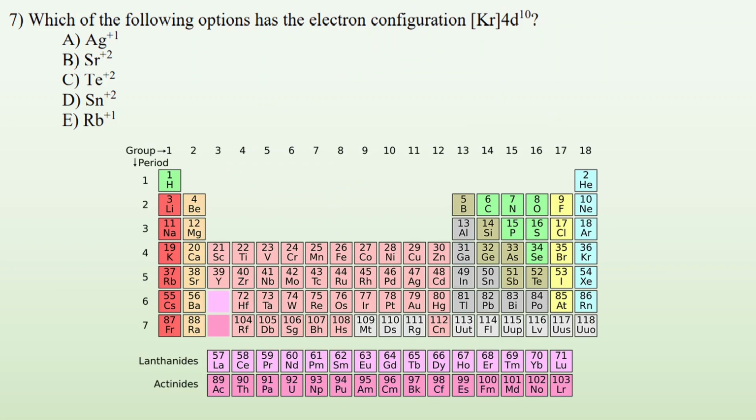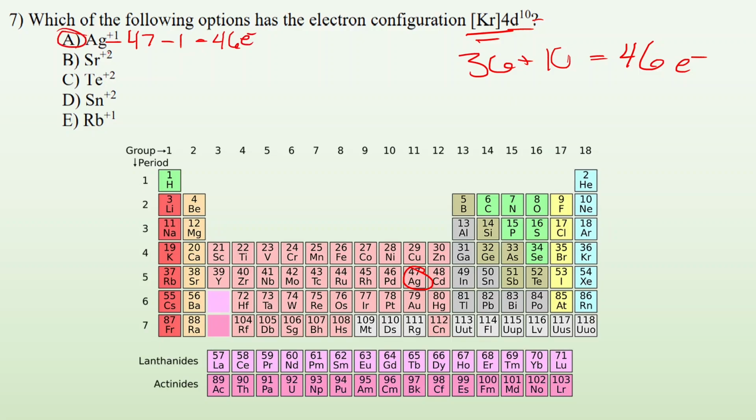Number 7, which of the following options has an electron configuration of Kr 4d10? The shortcut with this is you just ask, how many electrons does krypton have? It's got 36. And then this 4d10 means there are 10 more electrons. So we're looking for something that has 46 electrons total. Let's check it out. The first option, Ag+. If I look at Ag, it has 47, and this plus tells me it lost 1. So it has 46 electrons.